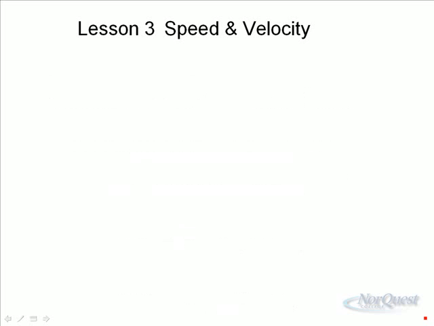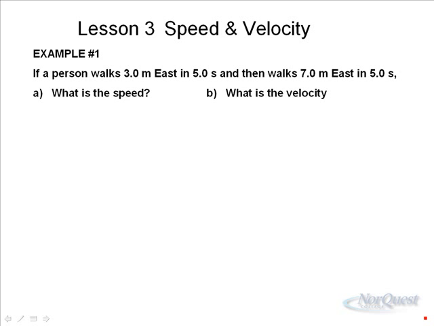So probably the best way to understand the difference between speed and velocity is to look at a couple of examples. So we'll look at three straightforward examples. Example number 1, a person walks 3 meters east and then walks 7 meters east. The first part of his motion takes 5 seconds. The second part takes 5 seconds. What's the speed? What's the velocity?